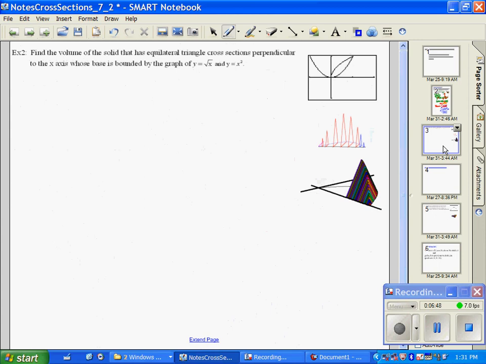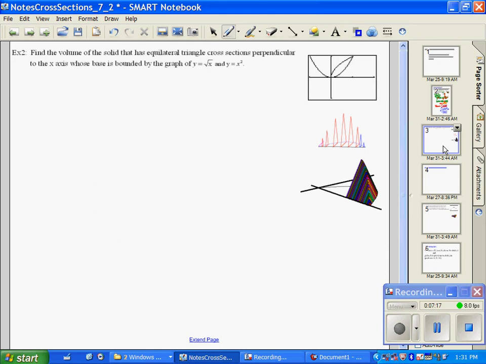Okay, so the next problem. Find the volume of the solid that has an equilateral triangle cross-section perpendicular to the x-axis whose base is bounded by the graph y equals square root of x and y equals x squared. So what I've done is I've given you the two-dimensional graph, I've shown you some triangles coming out, and then I've also shown you what the 3D figure looks like.